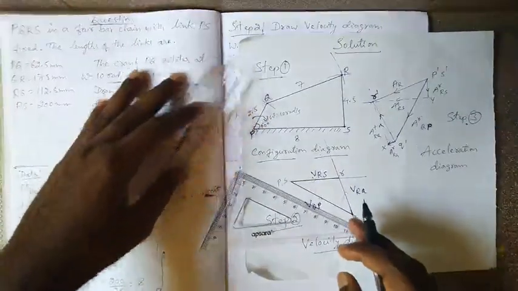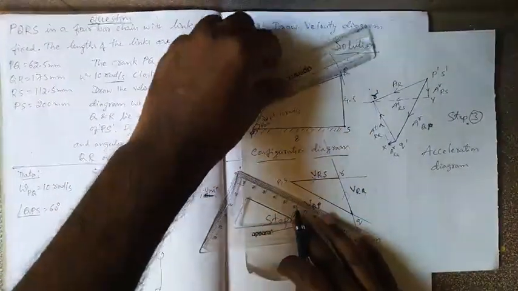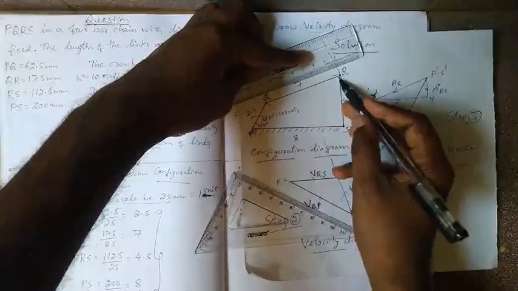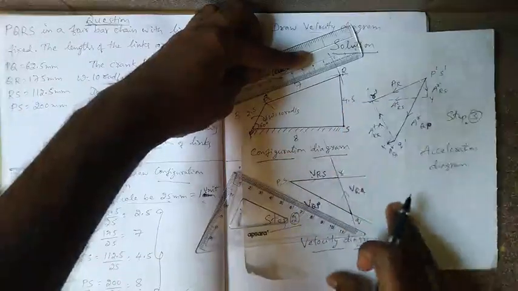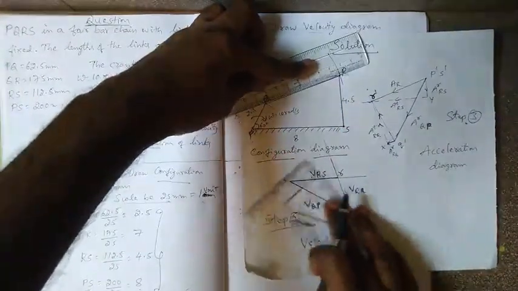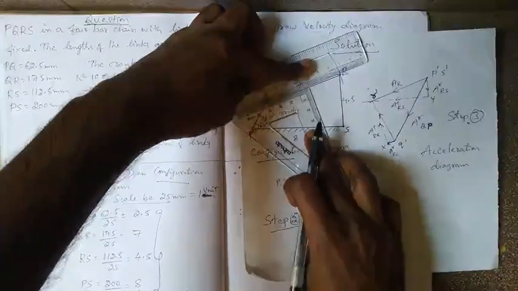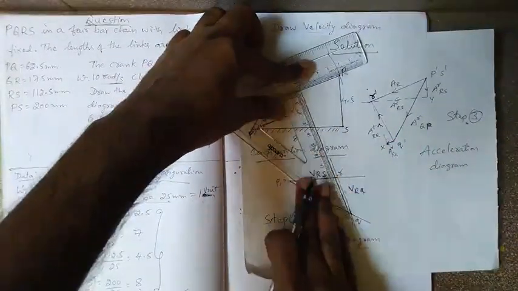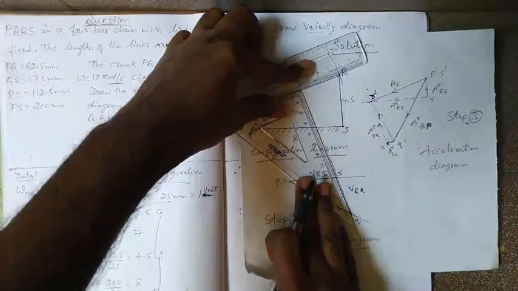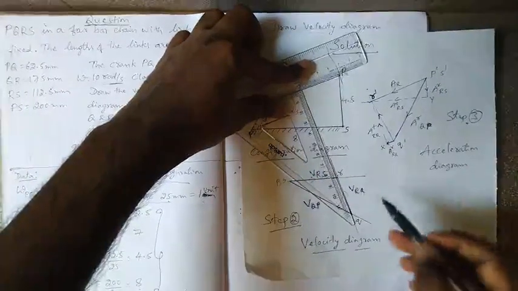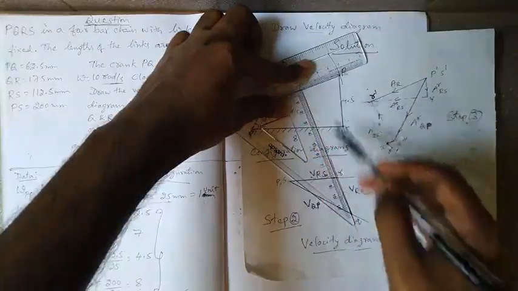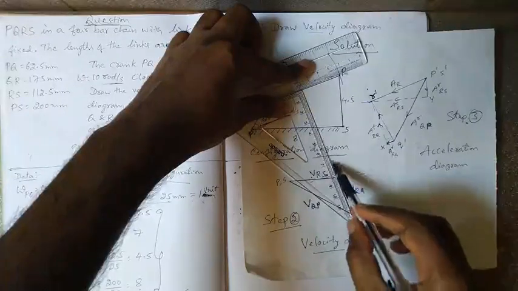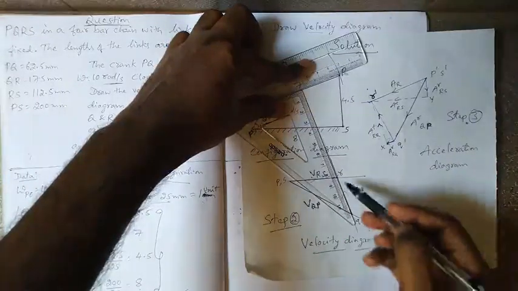Now similarly, come to the other link, that is Q and R. Match the scale with QR and join the set square with the scale to draw a perpendicular line to link QR. Now this is the link QR, and perpendicular to that we are going to draw the velocity vector.